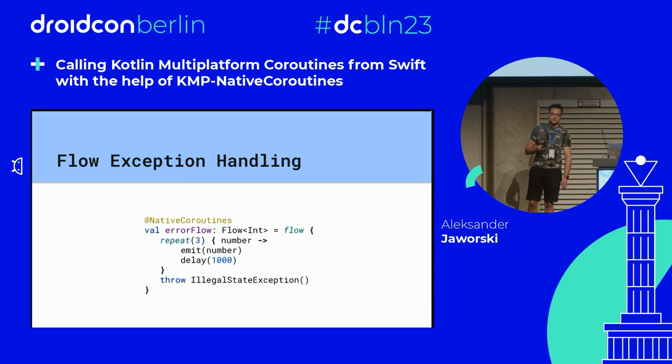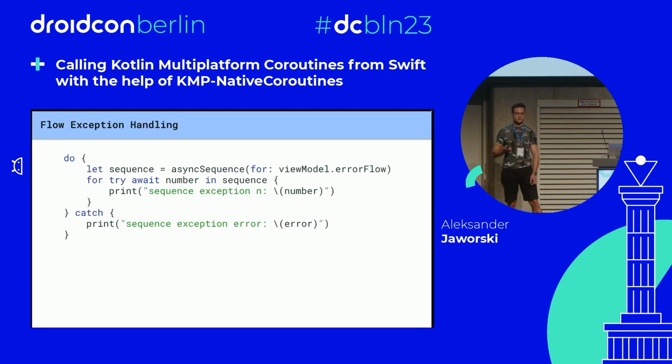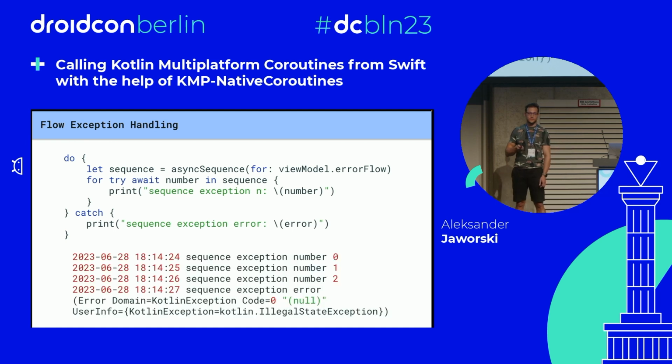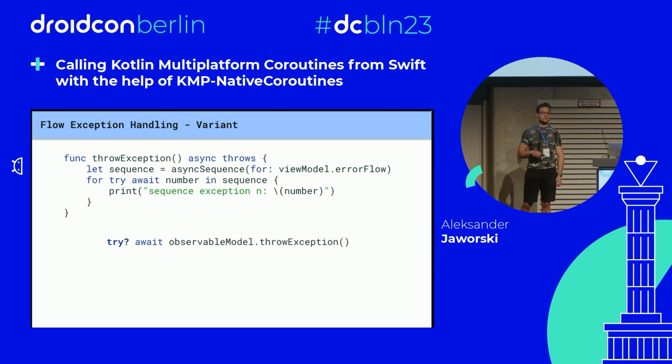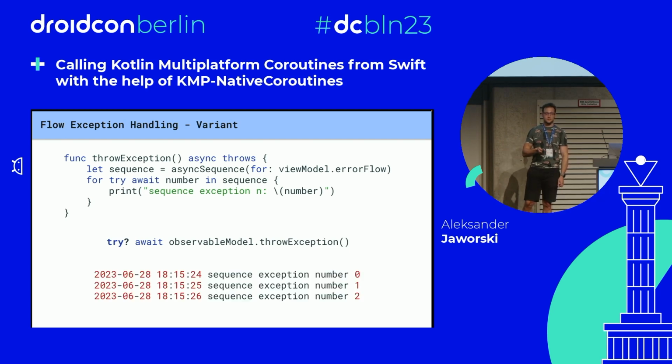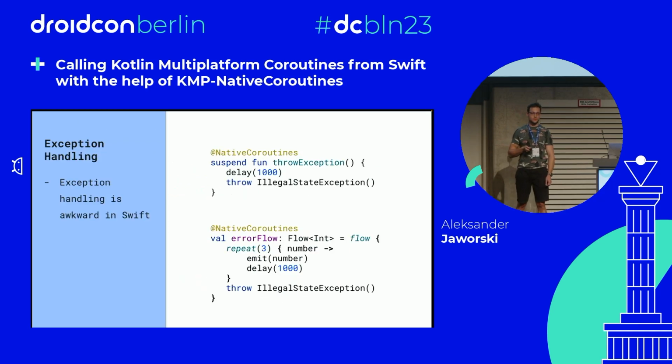For flows, we also have just a flow which emits 3 numbers, 0, 1, 2, and then an exception is thrown. So yeah, as before, you do a do-catch, await the sequence, and what happens? We have 0, 1, 2, and then the Kotlin illegal state exception. So yeah, as expected, we have to do the do-catches. If we want to ignore the catching, we don't care about the error, we can mark the function as throws, and then in the calling place, we can use try question mark, await, and then the error will not be shown.